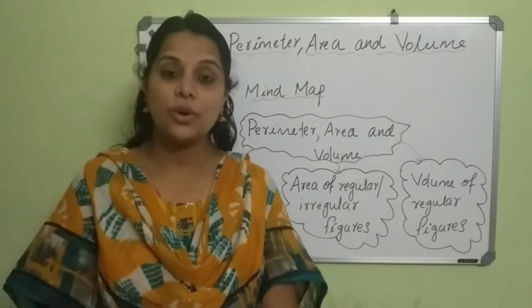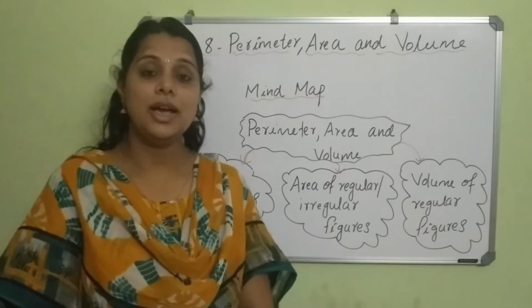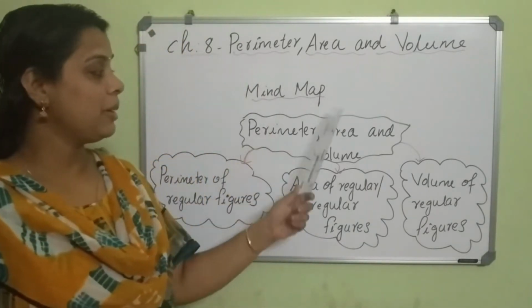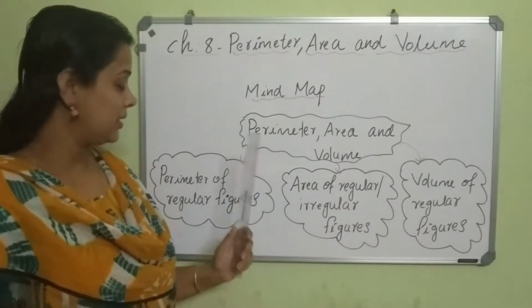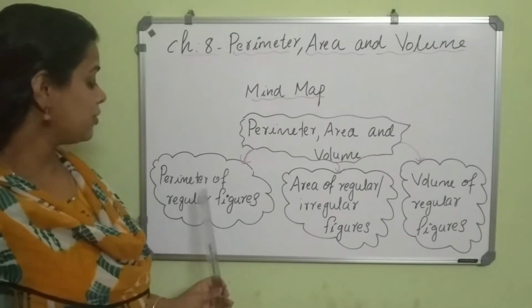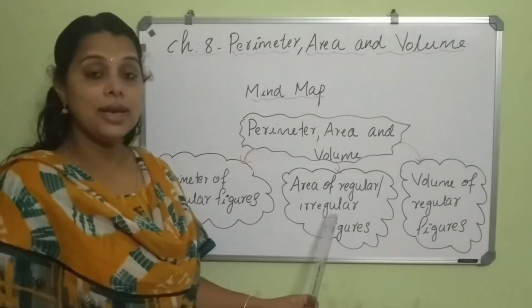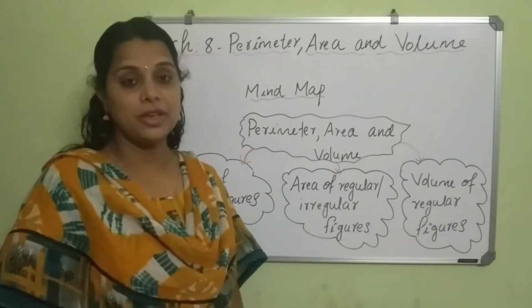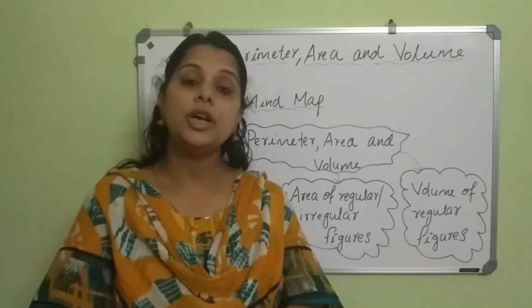Today we are going to learn our 8th chapter, perimeter, area and volume. Look at this mind map. These are the topics we are going to learn today. That is perimeter of regular figures, area of regular and irregular figures, volume of regular figures. First is perimeter. What is perimeter?